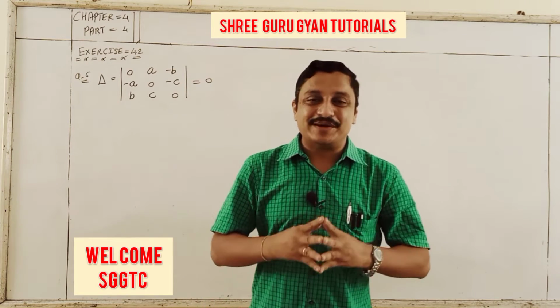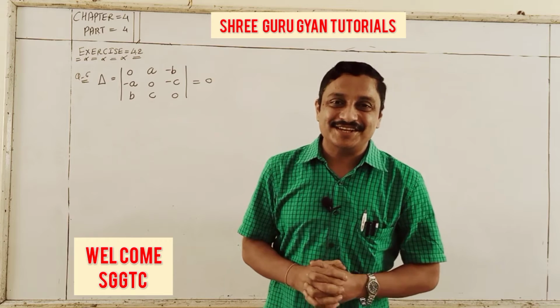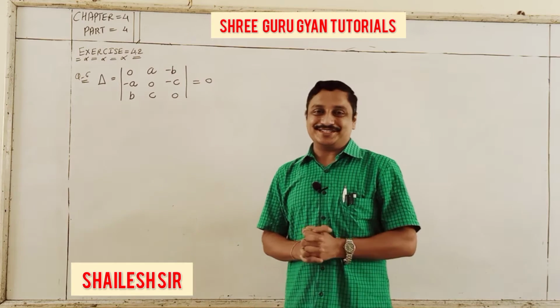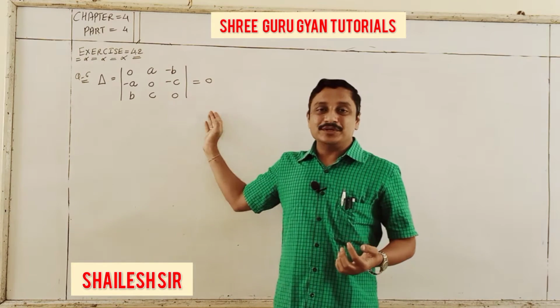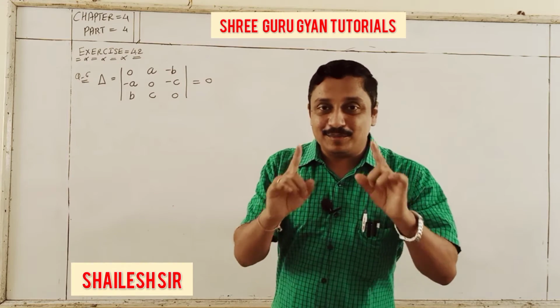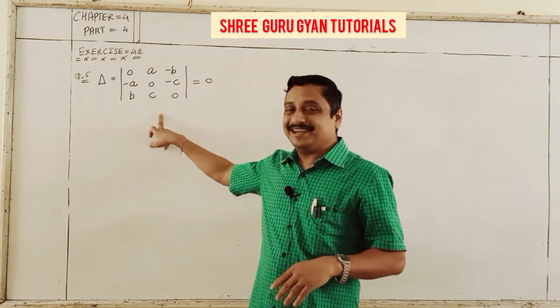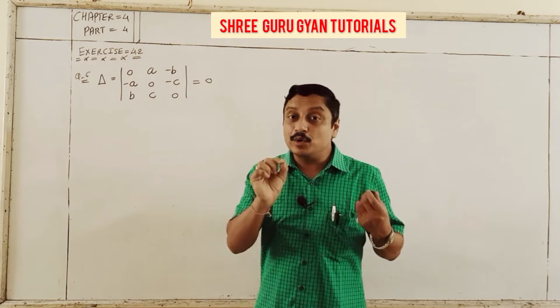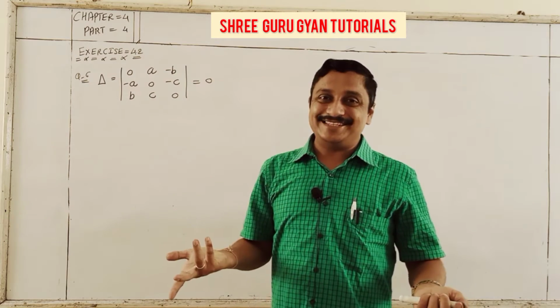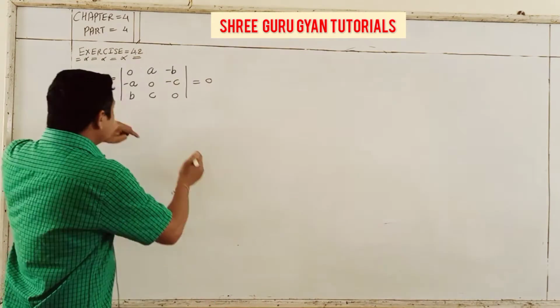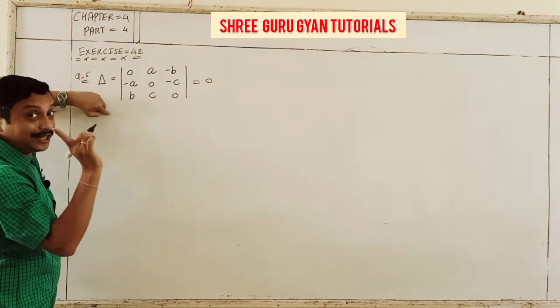Today I explain you chapter number 4, exercise 4.2 continued questions. Students, in 4.2, using properties number 1 to 6, prove that del is equal to 0 without any expanding. So very easy. First of all, I convert all rows into columns.